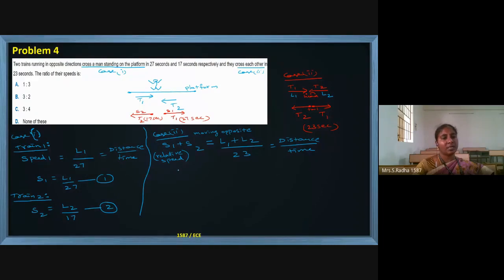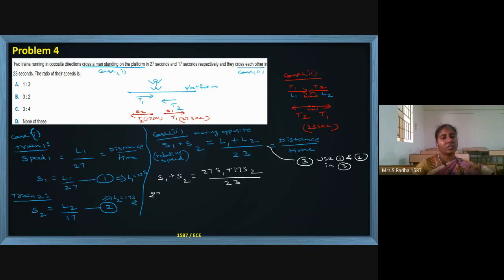From equation 1, L1 is nothing but 27 S1. And from equation 2, L2 is nothing but 17 S2. I will put this in equation 3. This is my equation 3. Using equations 1 and 2 in 3, S1 plus S2 is L1, which I can write as 27 S1, plus L2, which I can write as 17 S2, divided by 23.